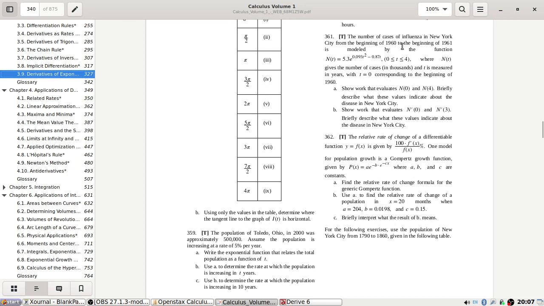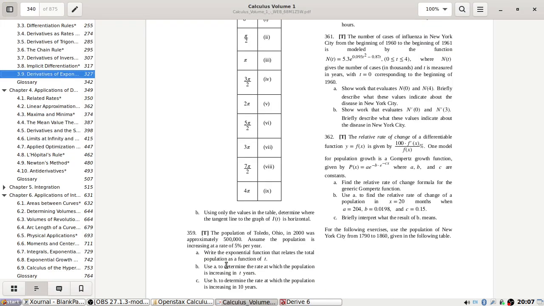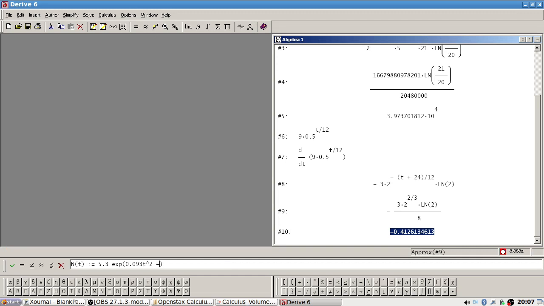The number of cases of influenza from the beginning of 1960 to the beginning of 1961 is modeled by this function, where N(t) is the number of cases in thousands and t is measured in years, with t equals 0 at the beginning of 1960. Okay, so N(t) equals 5.3 exponential 0.093 t squared minus 0.87 t.